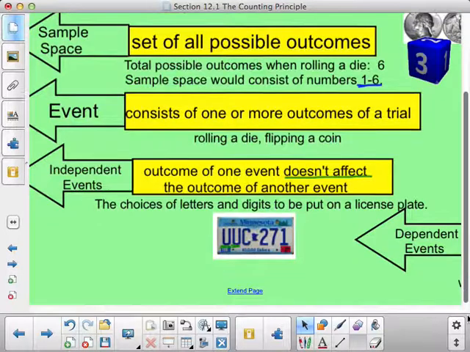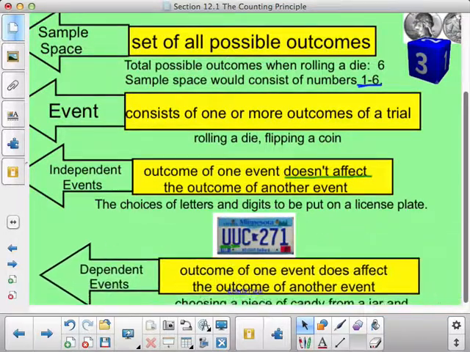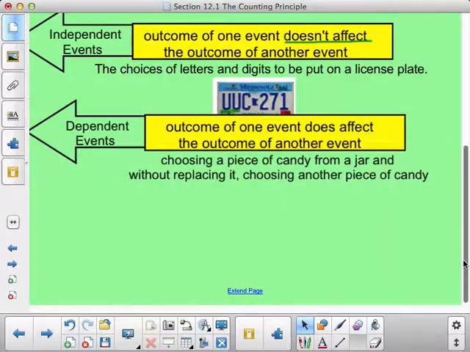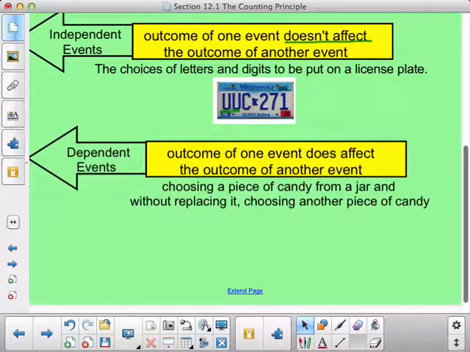A dependent event means that one outcome will affect the outcome of another. An example is choosing a piece of candy from a jar and not putting it back, so without replacing it, choosing another piece of candy. One that I always like to look at is if I draw a card from a deck of 52, and I hang on to that card, and then I draw another card, well, the second card I go to draw, I only have 51 cards to choose from. So that would mean that I have a dependent event.